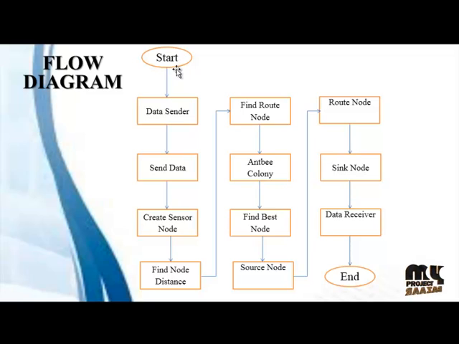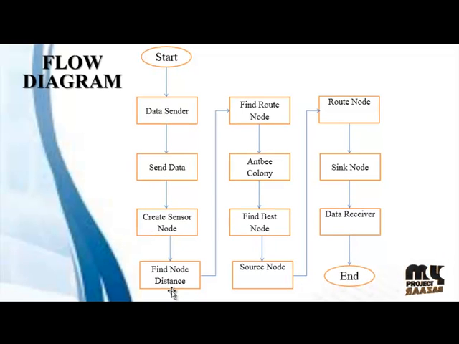So this is the flow diagram. You start with the data sender. You start and then select the data and send it to the users, and then create a sensor node, find the node distance, and then find the root node, and using the RTP colony algorithm, find the best node, and then source node, root node, and sync node. Finally, the data receiver, the receiver.